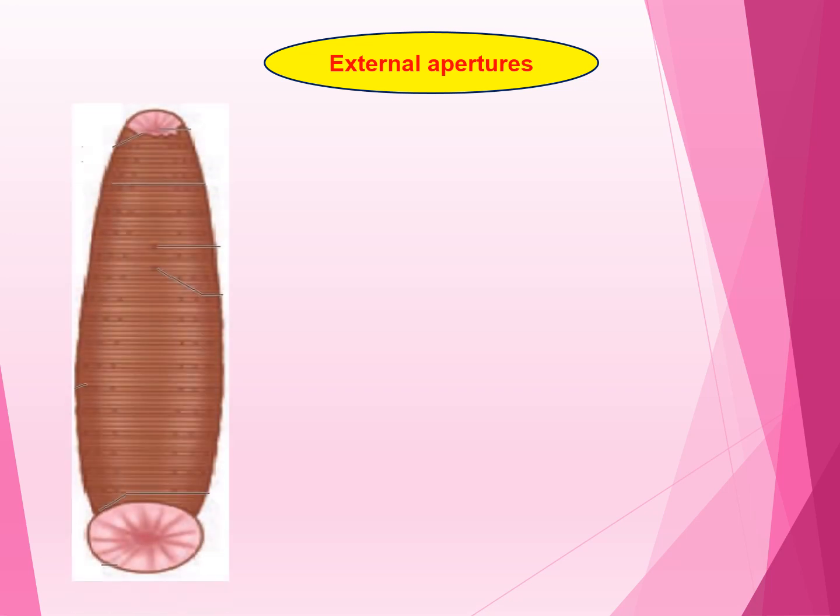Next, external apertures. Apertures means openings. The leech has nearly 5 apertures. First one, the mouth. It is located in the middle of the anterior sucker.